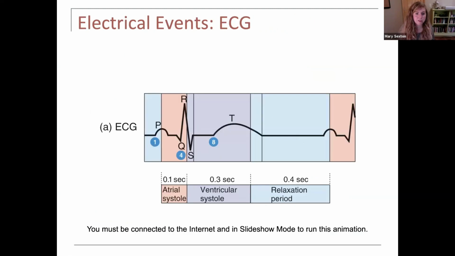All right, so here we see again, putting those phases with our EKG, our P wave is atrial depolarization. After depolarization happens, we get our atrial systole. We begin ventricular repolarization. After that happens, we get ventricular systole.